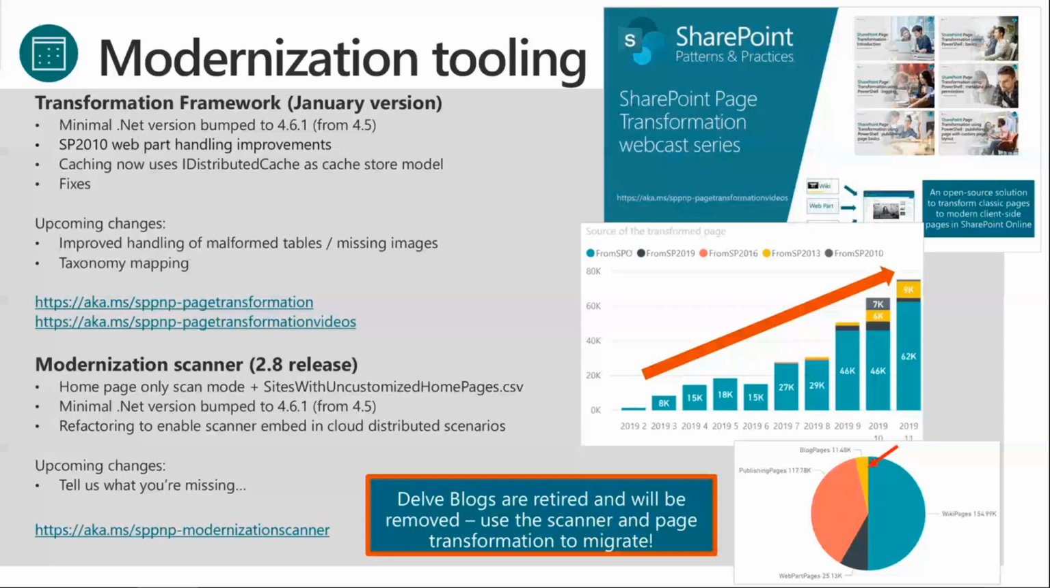And then the last thing, I keep repeating this because it's important. Delve blogs are retired. We will actually just remove them from the platform. If you still have Delve blogs, you can modernize those blogs into regular modern pages. So if you're in that situation, use page transformation to modernize. If you don't know, run the scanner in the blog scan mode, which is pretty fast, and you will get at least an indication whether you are using blogs or Delve blogs. All right, that sums it up for me, Vesa.